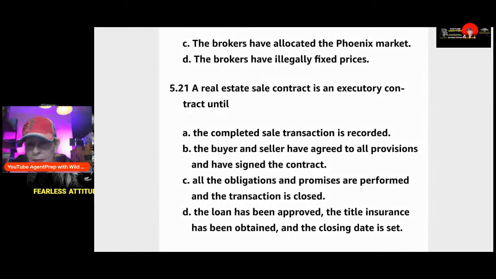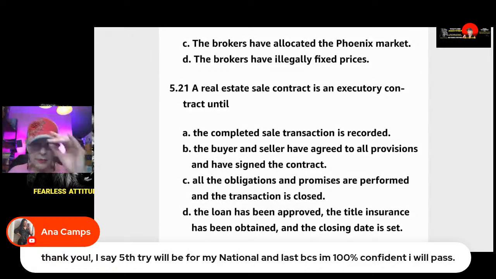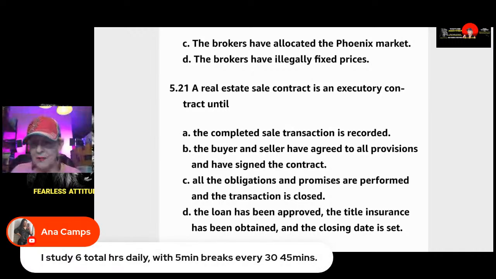All right. What Anna is saying here, we asked her how she prepared. She says, thank you, I say fifth try will be my national because I'm 100% confident I'll pass. Awesome. That's the attitude to have. And then she says, studied 6 hours daily with 5-minute breaks every 30 minutes. Fantastic. That 30 to 45 minutes. Okay, well, now that you're practicing for the national, take a break every 20 to 30 minutes, at the end of every 20-minute session.